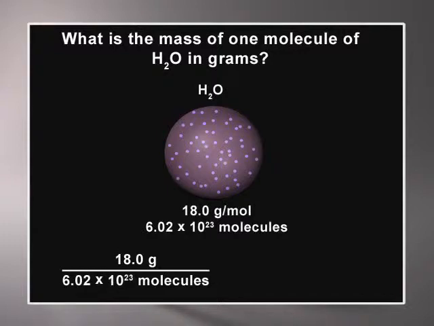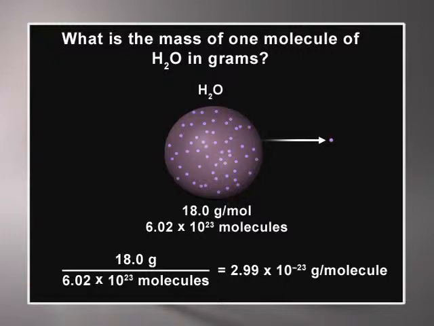Remember, anytime you divide two numbers, you are making the denominator 1. Taking the weight of all the water molecules, 18 grams, and dividing by the number of molecules, 6.02 times 10 to the 23rd, tells me that each molecule of water has a weight of about 2.99 times 10 to the minus 23rd grams. Is this a reasonable answer?